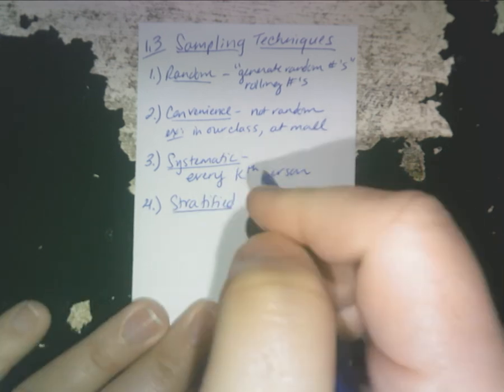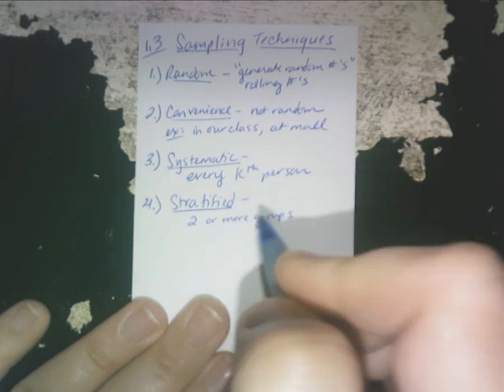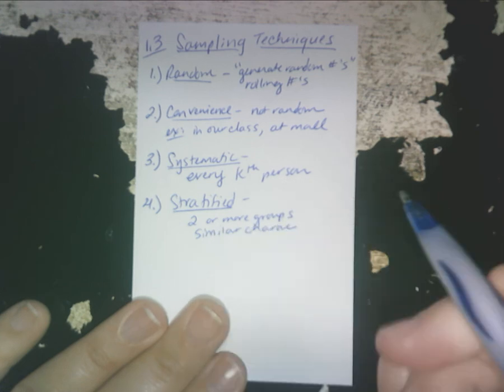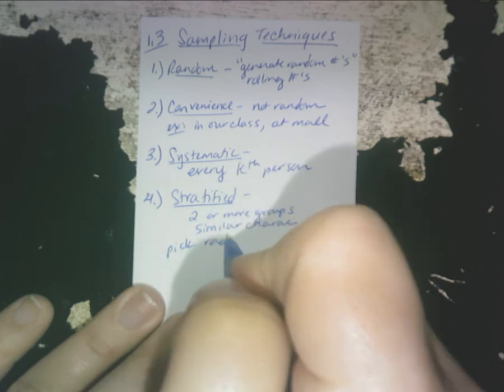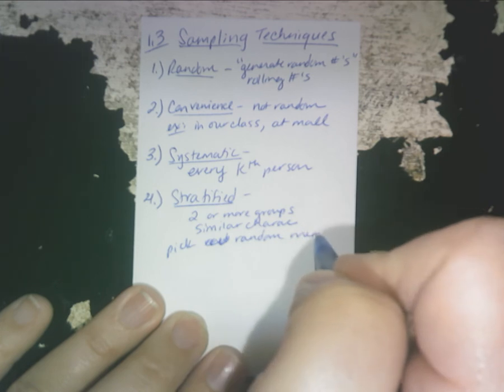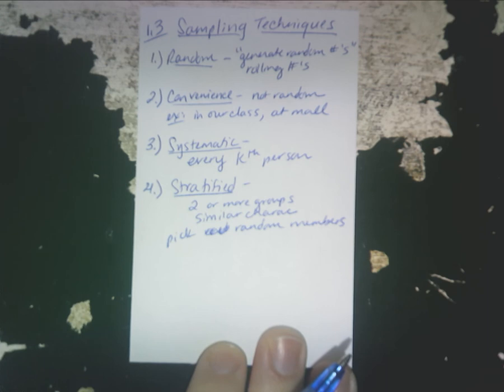The fourth kind is stratified. Think of strata, layers, okay? So stratified would be 2 or more groups, and they have similar characteristics, and then you pick random members from there. So you would separate the groups, and then in the groups you would pick randomly.